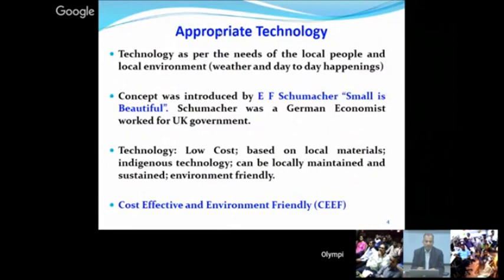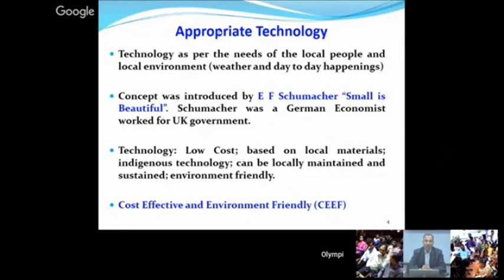Then what do we mean by appropriate technology? It is technology as per the needs of the local people and the local environment. This is the definition of appropriate technology.